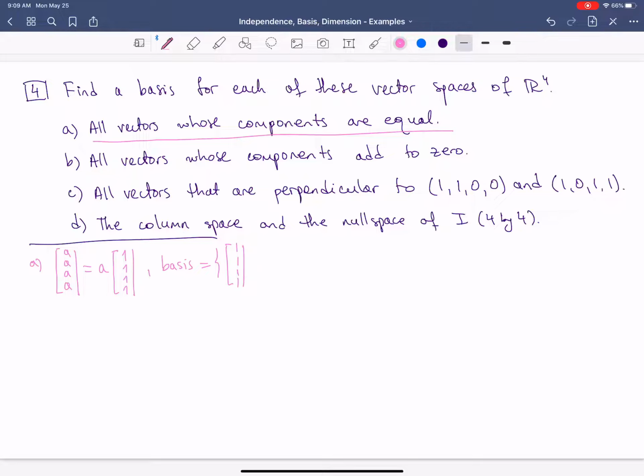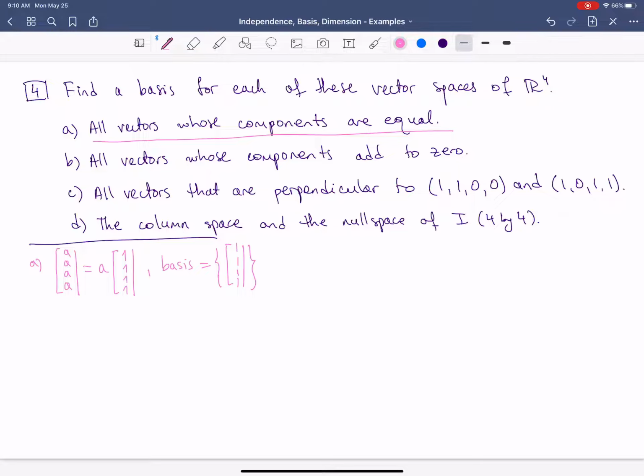Of course, I could take the vector 2, 2, 2, 2, or the vector negative 3, negative 3, negative 3, negative 3. They would all be multiples of exactly one vector. So this space has dimension 1.